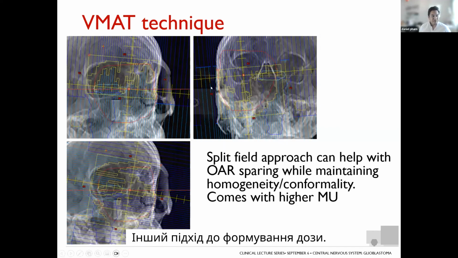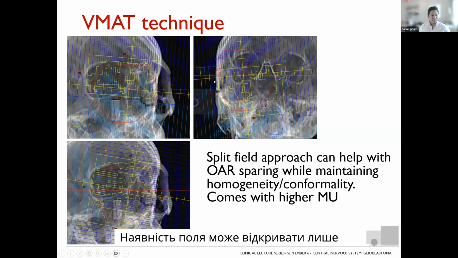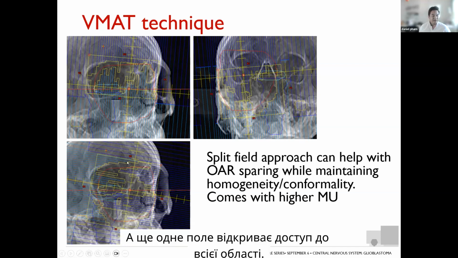Another approach to help shape the dose is to split the field up. In this case, you can see these are three different arcs, and splitting the field is effectively having the field open up to only half of the PTV, so having a lower half and a top half, and then having another field that opens up to the entire area.